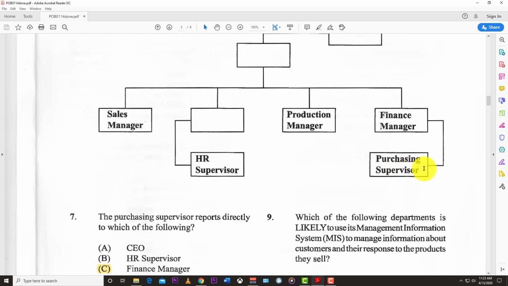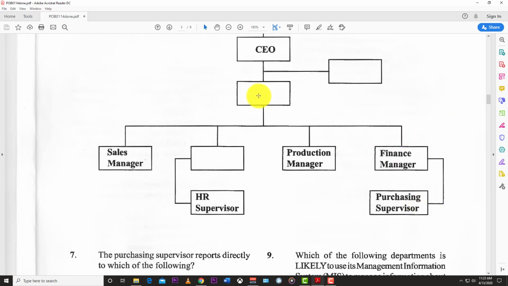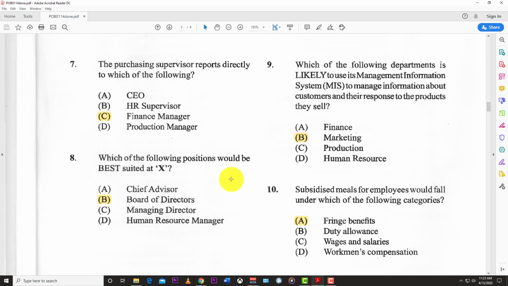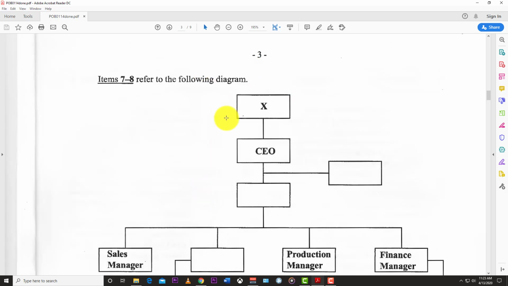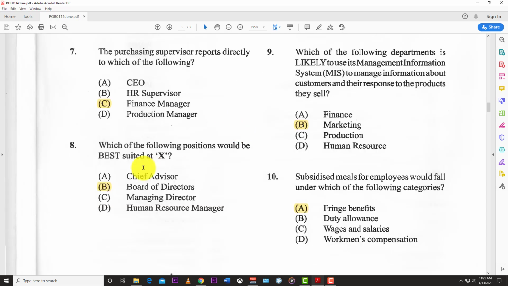This is the purchasing supervisor here, and based on this span of control and the chain of command, you can see that the chain of command goes this way. So right there you see the connection, the finance manager, who will in turn report to whoever this slot belongs to. Number 8, which of the following positions would be best suited at X? So this is X to the very top. And so the best answer here would be the board of directors.